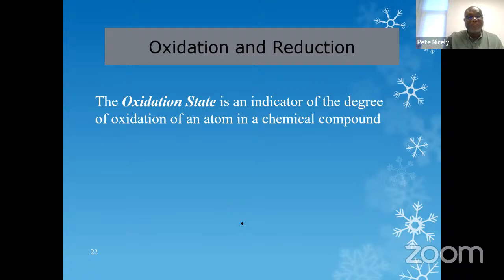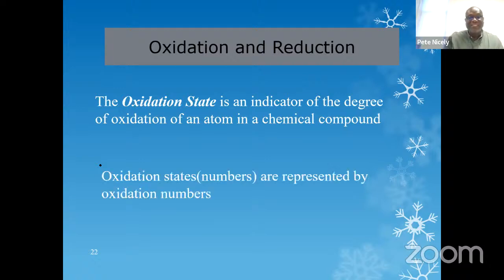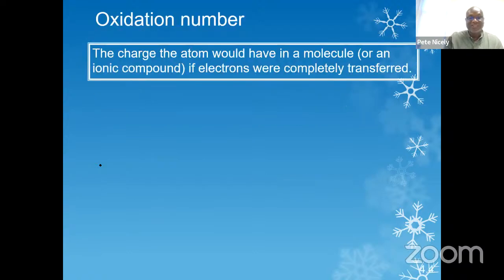I want to also introduce to you this concept of what is known as the oxidation state, or in some textbooks, they call it the oxidation number. And it's basically an indicator of the extent or the degree of oxidation of an atom in a substance, all right? And the oxidation states are represented by oxidation numbers, as I said before. And there are some rules that we can use to determine the oxidation state of any atom in a particular substance, all right?